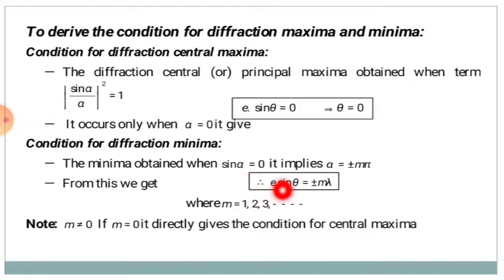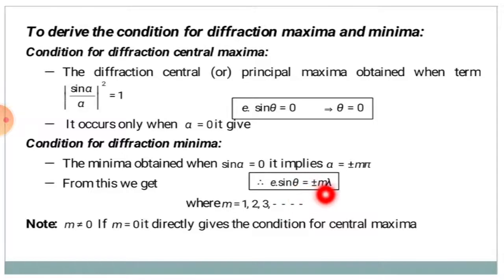Here e sin theta represents the path difference between the waves diffracted at a single slit. When the path difference between the waves diffracted at a single slit is an integer multiple of the wavelength, we will get minimum intensity in the diffraction pattern. The range of m is 1, 2, 3 and so on.